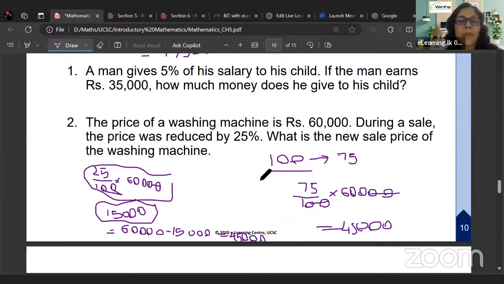From your general knowledge you can think that if the price is reduced by 25%, then the new price should be 75%.